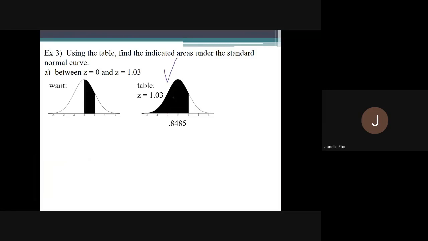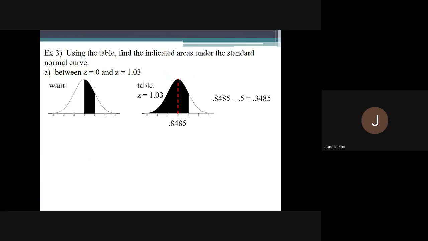So instead, how are these related to each other? Well, folks, it looks like on what we want, half of the data, all this stuff right here, is missing. What does half the data represent? Half of the data is 50%. So we're going to take the 0.8485 and take away 50% of the data. We're going to take away 0.5. The real answer to the question is 0.3485.